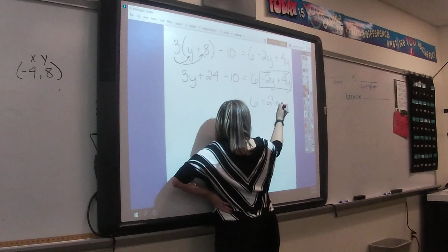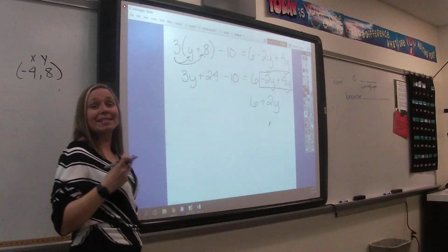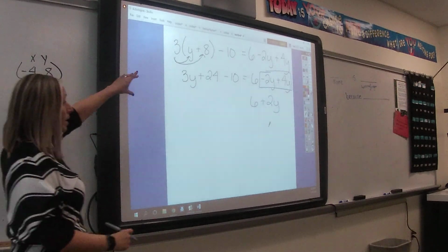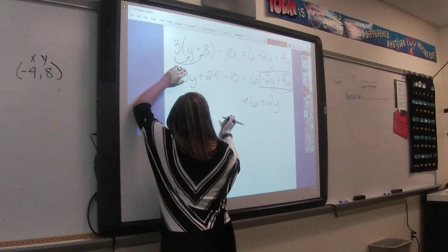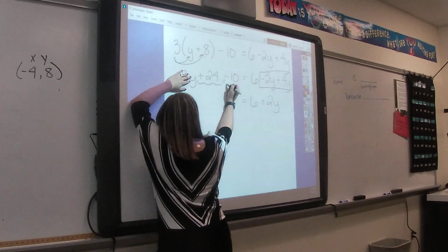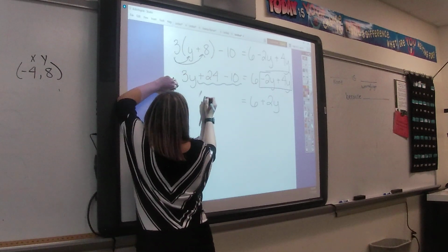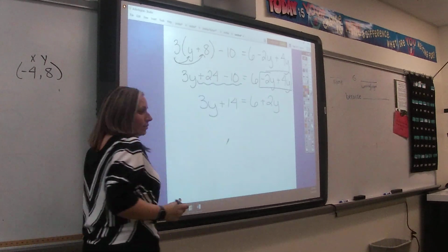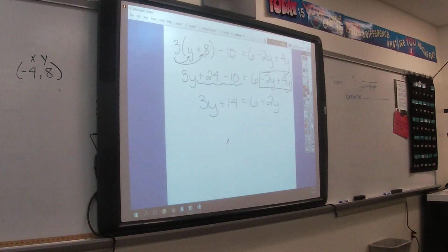A positive 2y. Those are on the same side of the equal sign, so I want to use the same sign to get them together. Any like terms I can combine over here? Right, so here I can do 24 minus 10, which gives me what? Plus 14. So there's step 2.